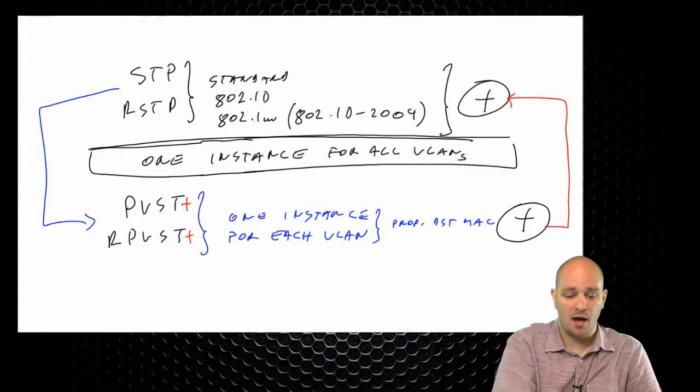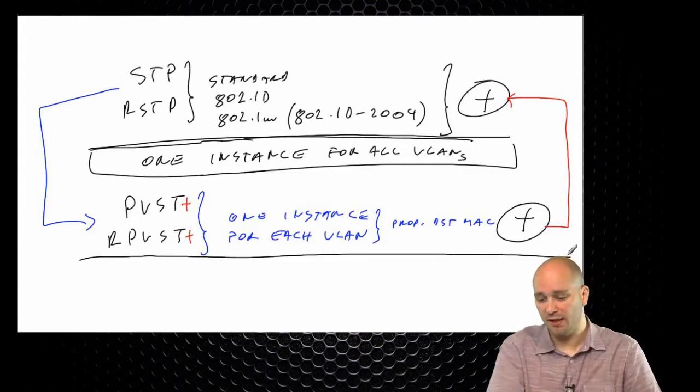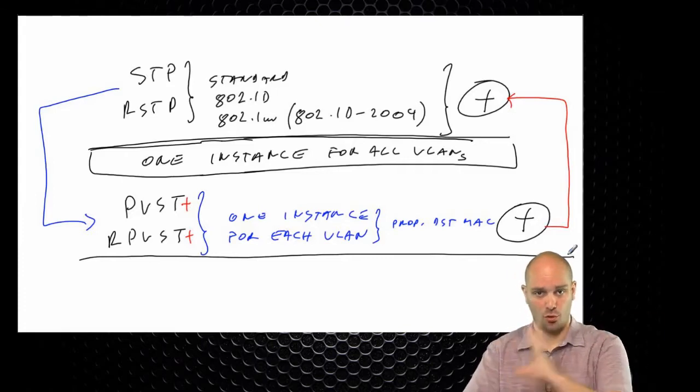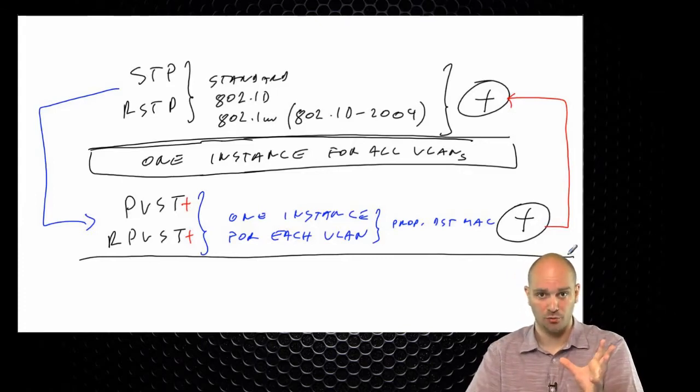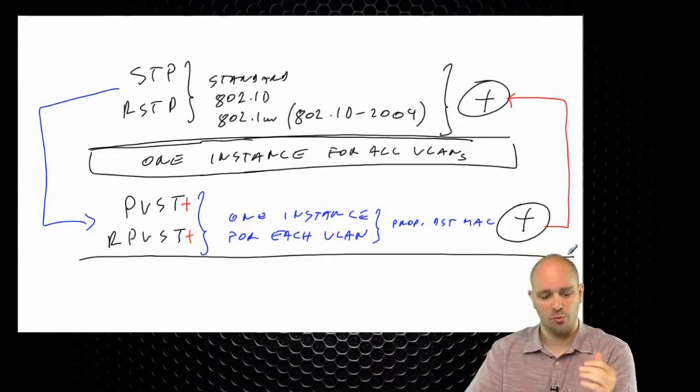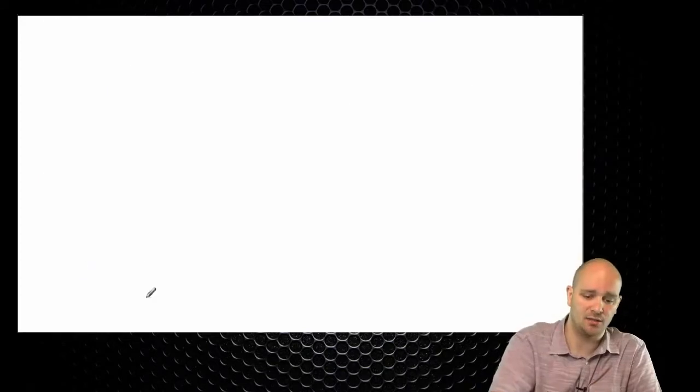Now, IEEE realized that their approach, that one instance to rule all the VLANs, or one ring to rule them all, is not exactly the best approach. So they looked at Cisco's solution, which was to run one instance for each VLAN, which is also an overkill. And let me show you why it is an overkill.